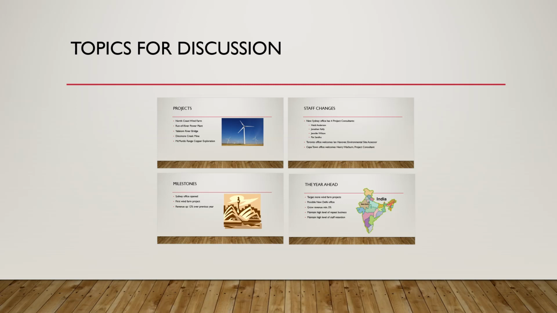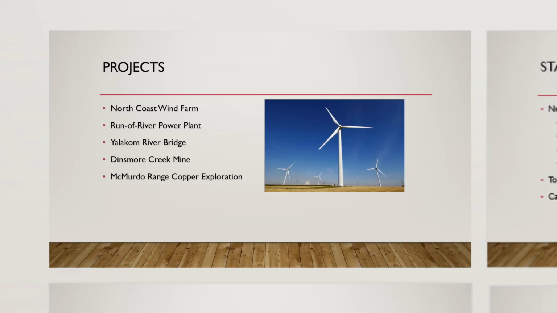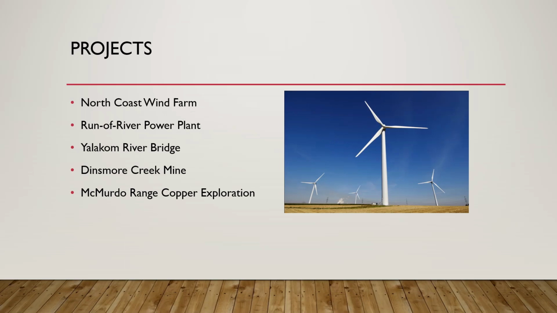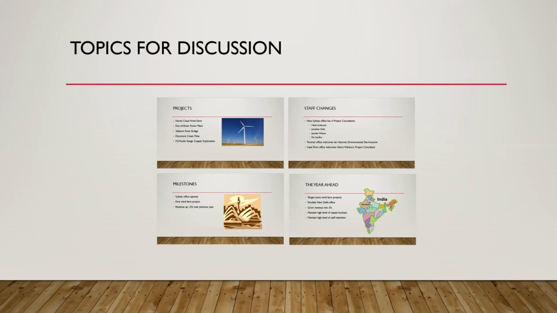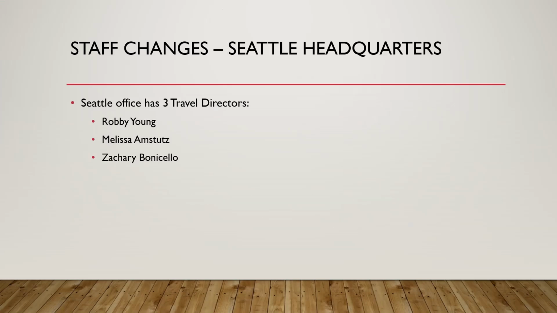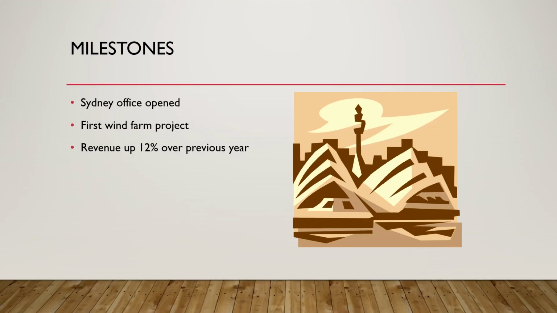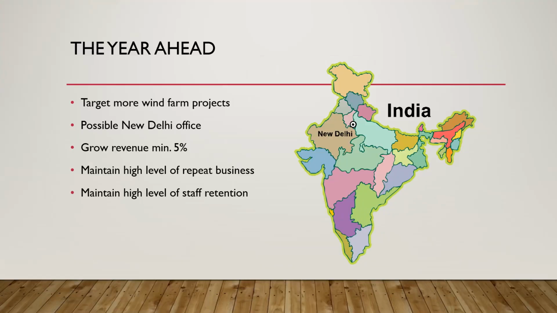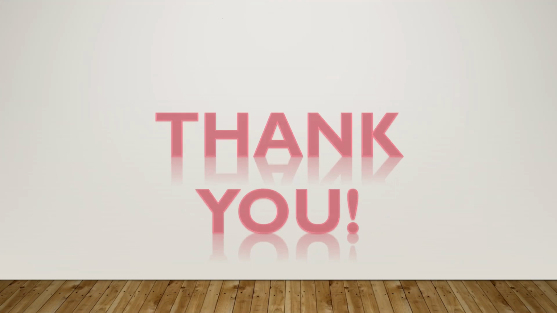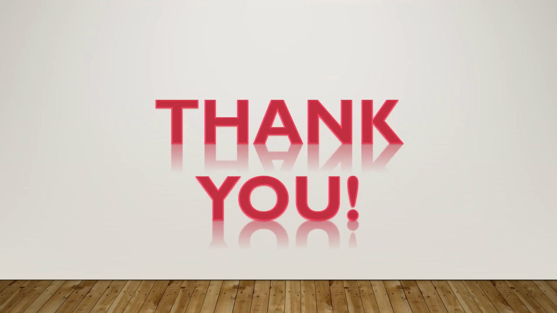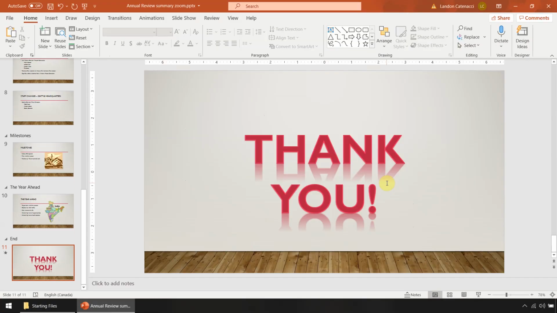We progress to slide 3, and once we get to slide 3 and use the right arrow key again, that's going to take us to projects. Keep going with the right arrow key, and then it'll take us to staff changes. Keep going, and it'll take us to milestones, and then keep going, and it'll eventually take us to the year ahead. Once we get to our summary for the last time, we'll hit the arrow key once more. Then we'll get to our thank you slide, because it's a separate thing. And then we can hit escape to exit our slideshow.